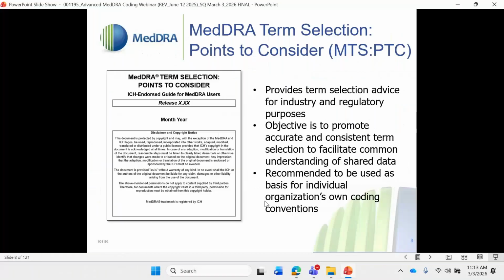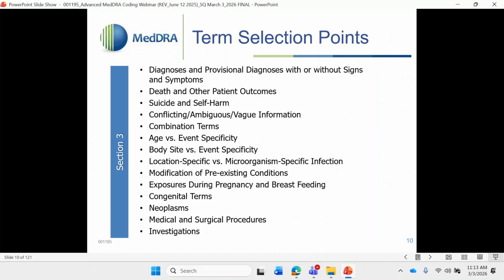Now, we're going to go through and show you some of the principles or some of the scenarios that the term selection document addresses or discusses. It's a very comprehensive list. And you can see right here, some of the things that it discusses are how to approach diagnoses and provisional diagnoses, how to approach death and other patient outcomes, suicide, age versus event specificity, how do you address congenital terms, how do you address neoplasms. So as you can see, it has a wide variety of topics that it addresses and provides guidance.